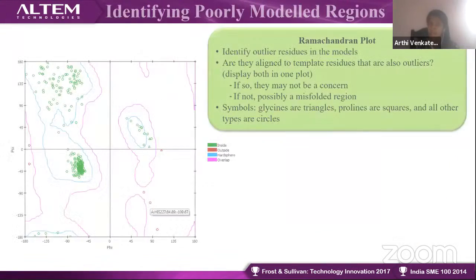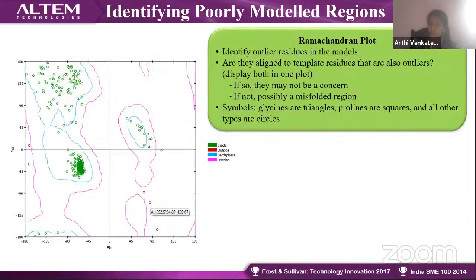So coming to identifying the poorly modeled regions. How will you identify them from the Ramachandran plot result? You will identify the outlier residues in the model, and you need to align them based on the template and also display them in one plot. If they overlap, they might not be a concern, and if not, possibly a misfolded region occurs. Even the symbols are shown: glycines are triangles, prolines are squares, and other residue types are circles in the identified poorly modeled regions. So this is what there is in homology modeling.